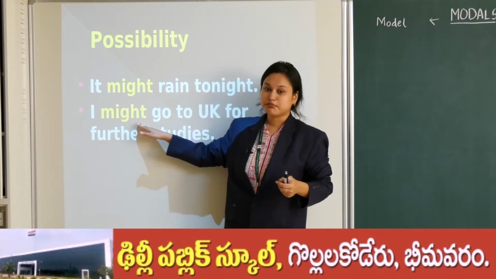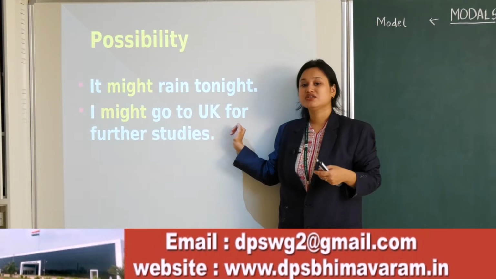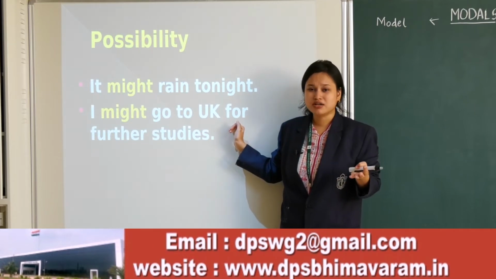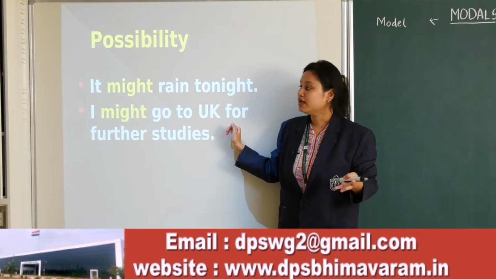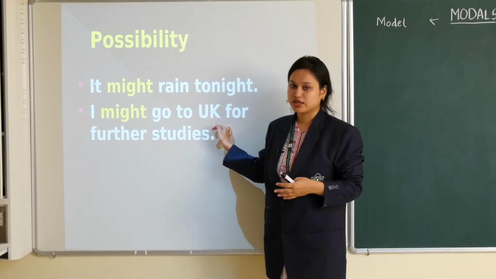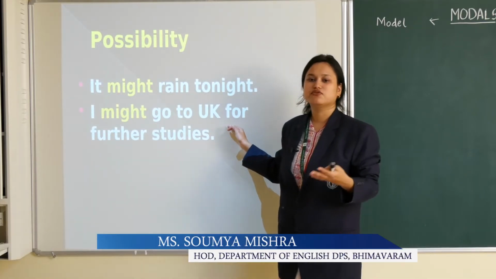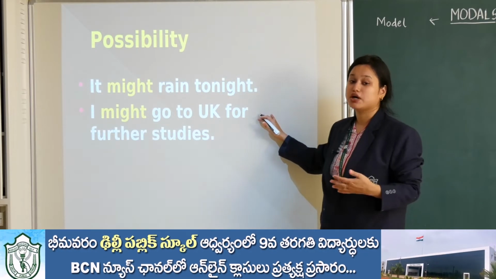Next, I might go to UK for further studies. So now I am not sure, but I might go to UK for further studies. That means for higher studies I might shift to UK and join a university for further studies. Possibility means talking about chances.